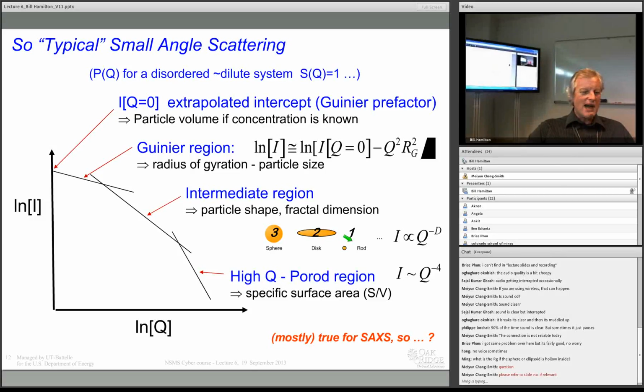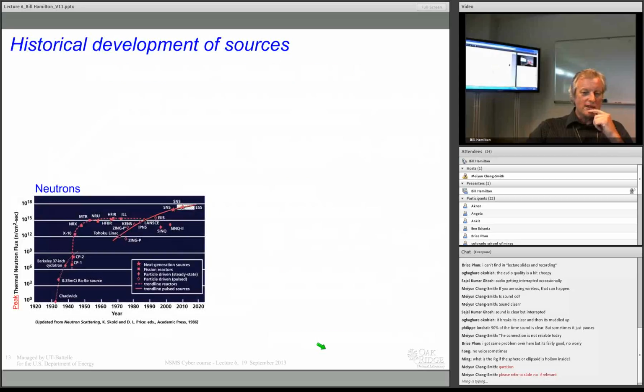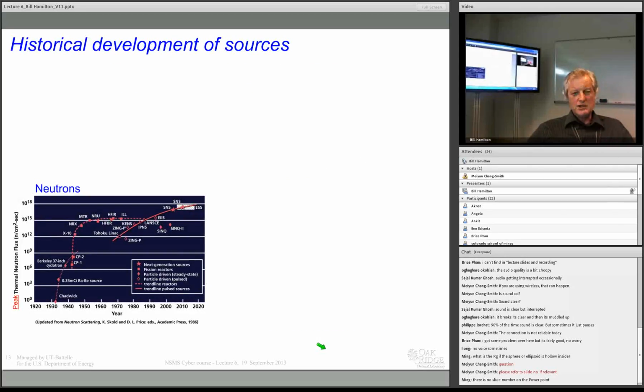Having said that, everything I've said so far is true for SANS. So why would you bother? Well, there's a good question about why you would bother. This is that diagram showing you how neutron scattering source intensities have changed over the last couple of decades.